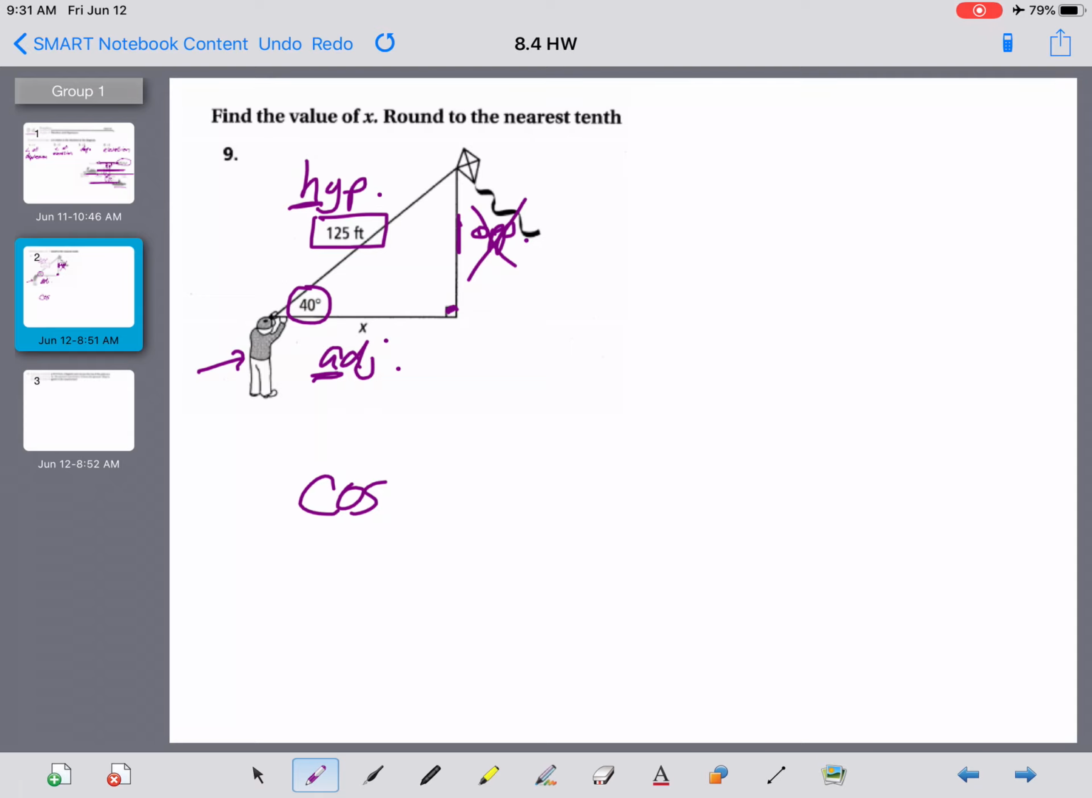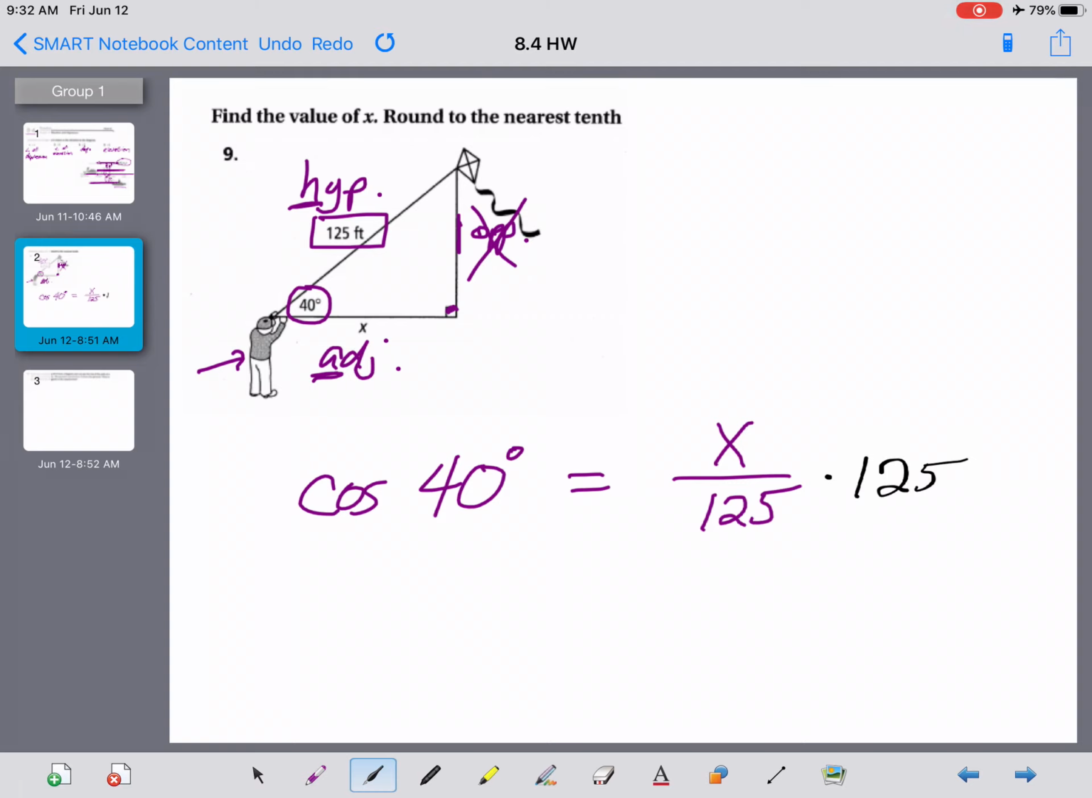So we write cosine. The angle measure, if we know it, always comes after that. So cosine of 40 degrees equals, and the definition of cosine is adjacent leg over hypotenuse. The adjacent leg is x. The hypotenuse is 125 feet. So that's our setup. That's our equation. And we just have to solve for x. Right now, x is being divided by 125, so we're going to multiply both sides by 125, and that should be everything we need. Those 125s cancel, and we get x equals 125 cosine of 40.